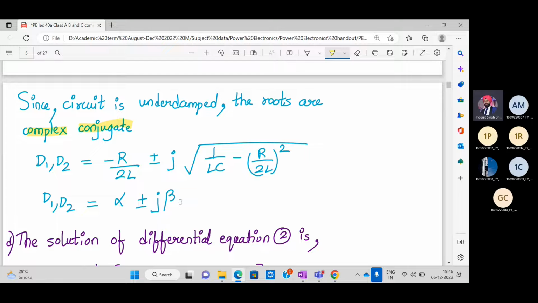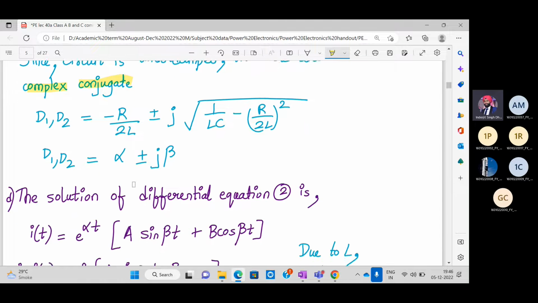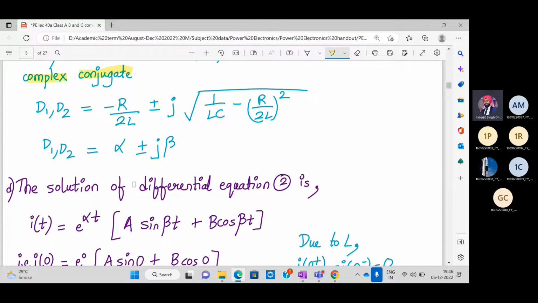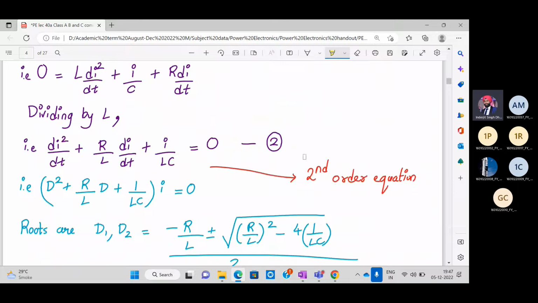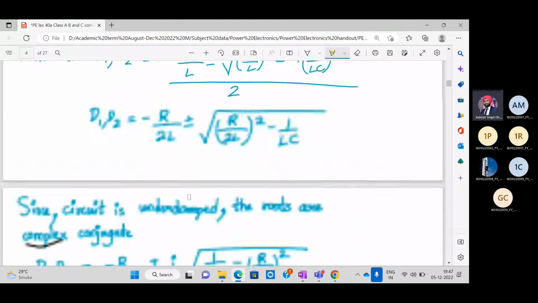All right. So what do you mean by complex conjugate? The j term will come. So D1 and D2 will be either minus R/2L plus j into square root of 1/LC minus (R/2L) the whole square, or it will be minus R/2L minus j into the square root, whatever you see. So this can be written as alpha plus or minus j beta.